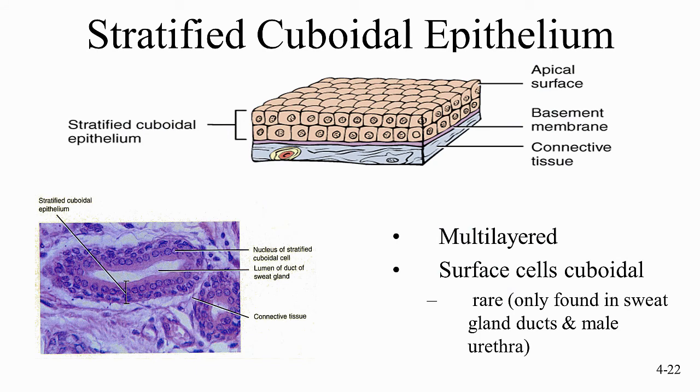Here we look at stratified cuboidal epithelium. Now, it is also multi-layered. The surface cells are cuboidal. They're rare in the body. They're only found in sweat gland ducts and the male urethra.